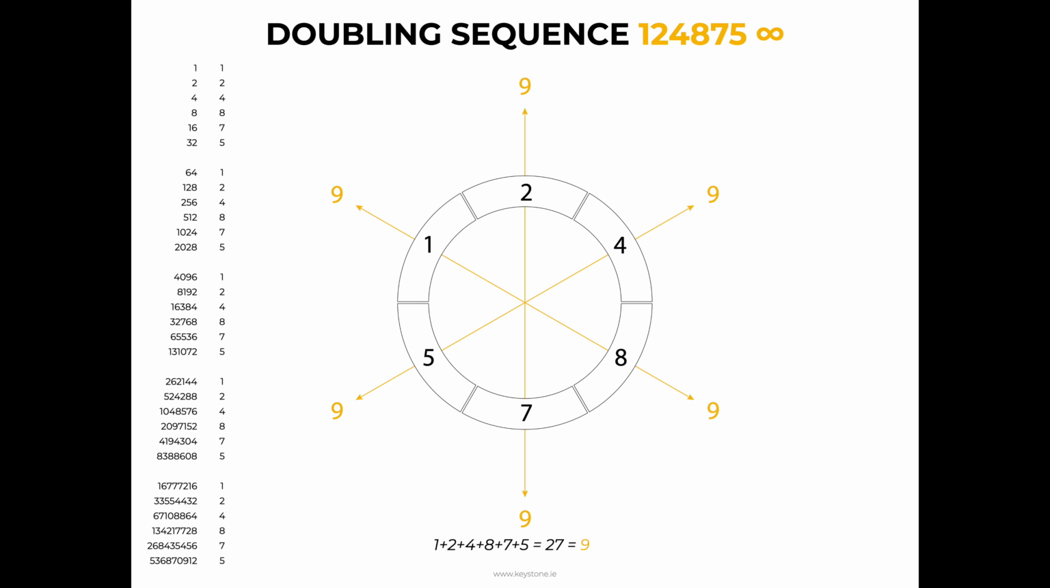And as we've just learned, all opposing numbers add up to 9. 1 plus 8 is 9, 2 plus 7 is 9, 4 plus 5 is 9, etc. If you add up all the individual numbers, 1 plus 2 plus 4 plus 8 plus 7 plus 5, we get 27, and of course 2 plus 7 equals 9.